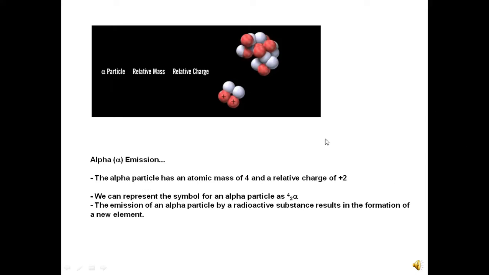So alpha emission then, relative to the other 2, this is an enormous particle. 2 protons and 2 neutrons. It has a mass of something like 8,000 times the mass of a beta particle. So it's a really big particle relative to the other 2. So it has a mass number of 4 because it has 4 particles, 2 protons, 2 neutrons, and an atomic number of 2 because there are 2 protons in those 4 particles. Because it's got 2 protons, it has a double positive charge, +2.